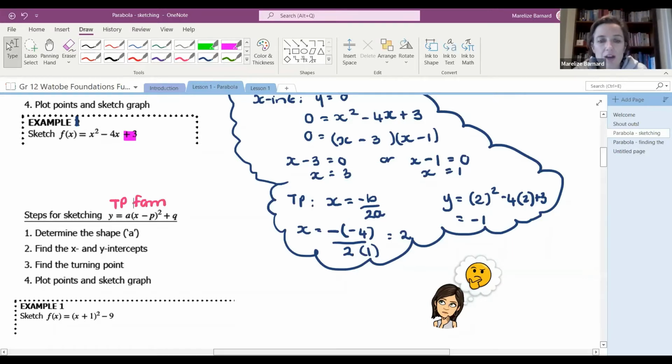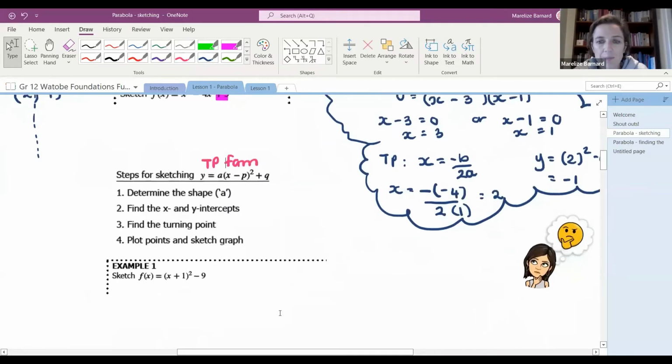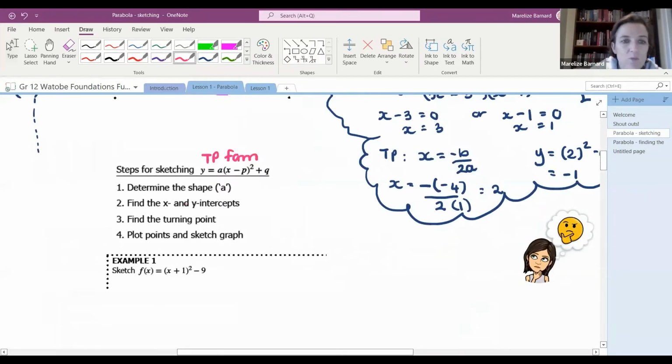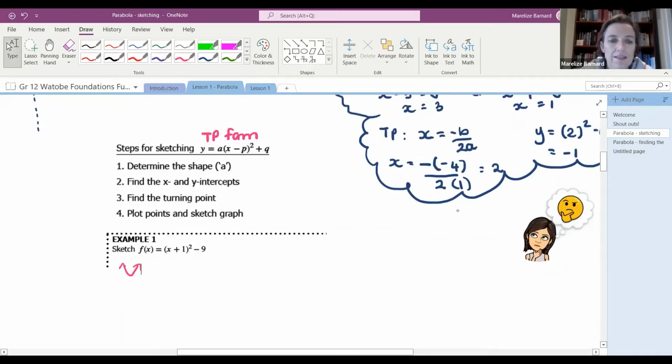Our thinking remains exactly the same. We have to determine the shape, x and y intercepts, the turning point, and plot. Now, here's our example. Sketch f of x equals (x plus 1) squared minus 9. A is positive, so it's definitely going to be a happy face parabola as well. And then find the x and the y intercepts.